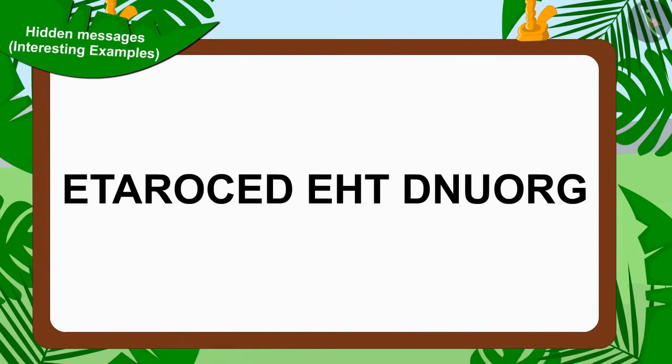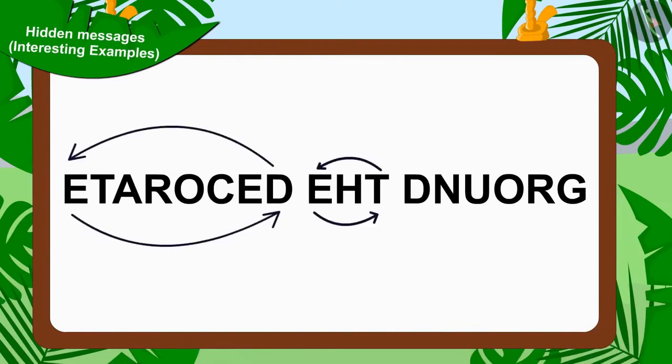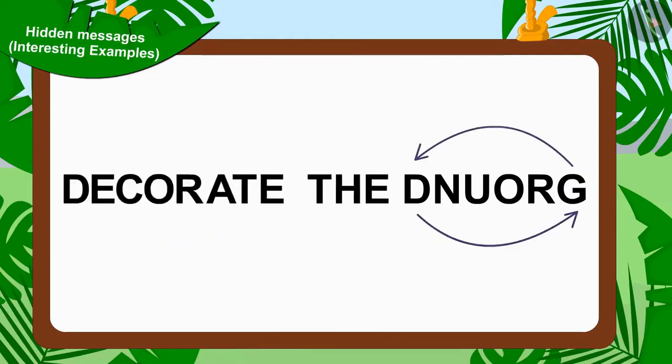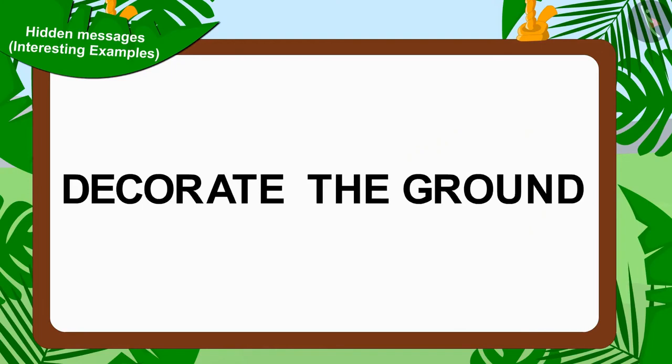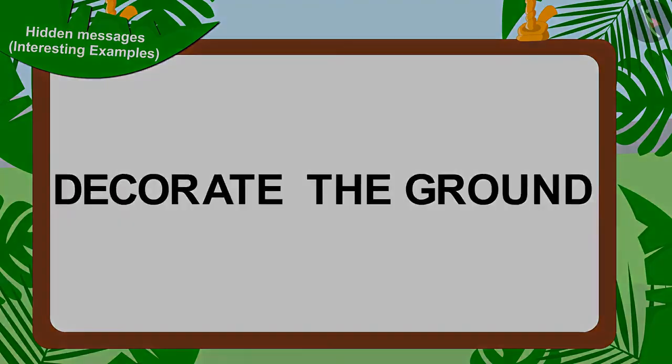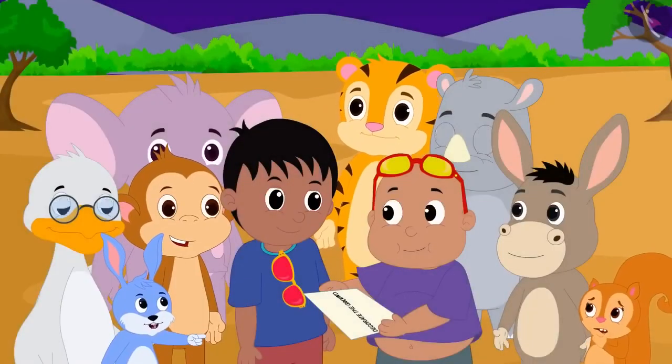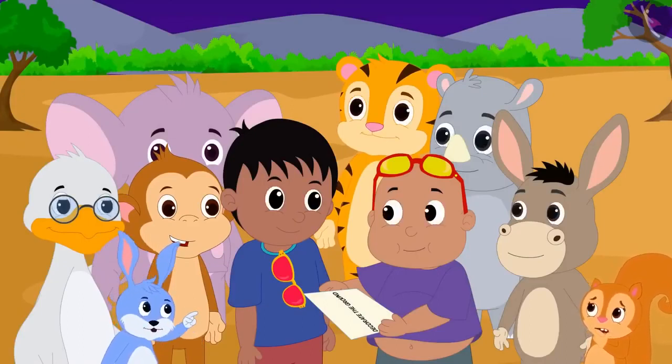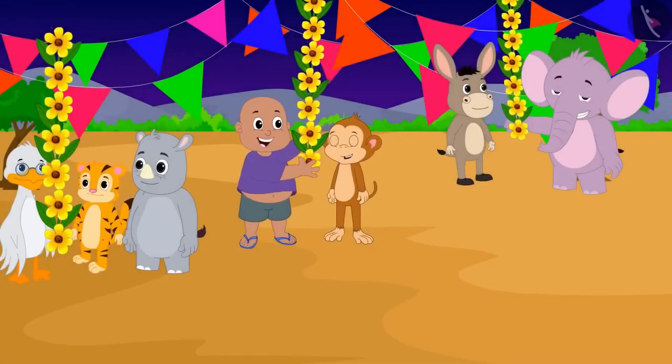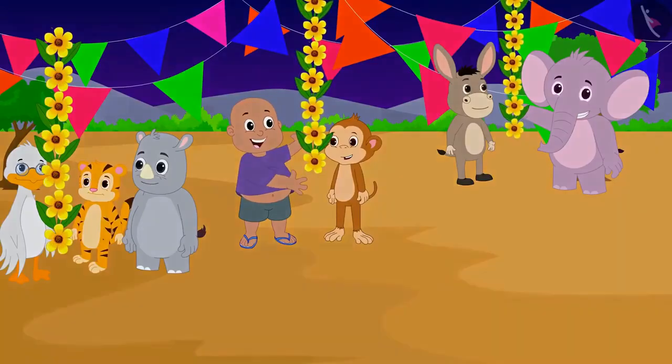Well done, kids! Your answer is absolutely correct. In this hidden message of Jeeves, the alphabets of the words are written in the reverse order. Jeeves' second hidden message is, "Decorate the ground." This time, Bunny solved Jeeves' hidden message and read it to all the villagers. All the villagers decorated the ground with all their heart.